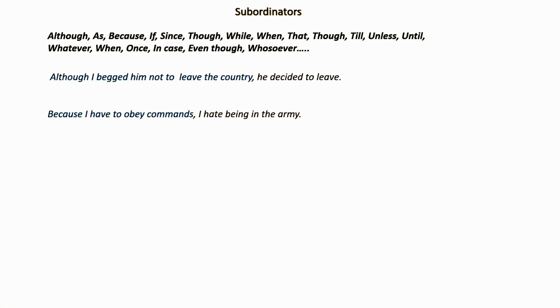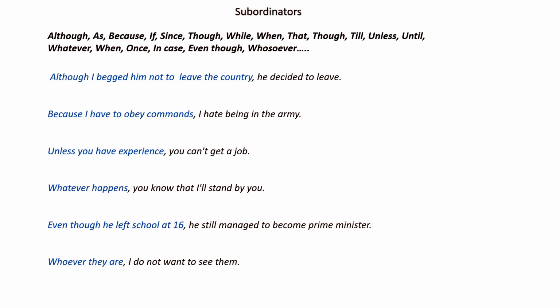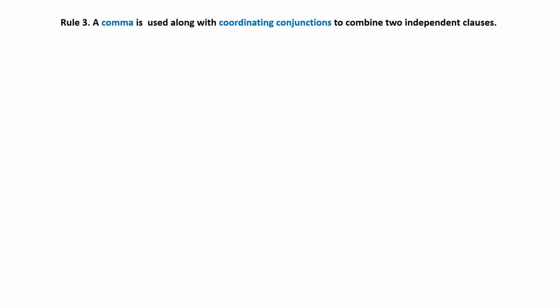Look at these sentences. The clauses in blue are the subordinating clauses. They begin with a subordinator, and there is a comma at the end of the subordinating clause. Now look at one more rule. It says a comma is used along with coordinating conjunctions to combine 2 independent clauses. Now look at the list of coordinating conjunctions.